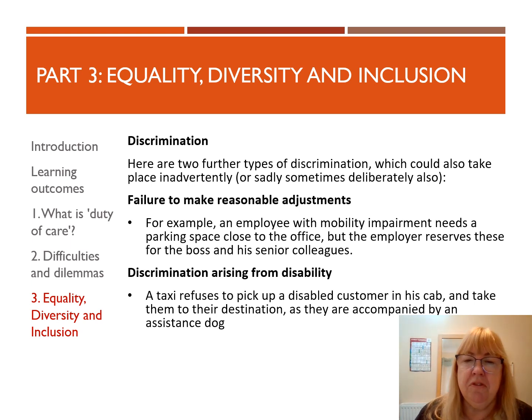Two further types of discrimination is something known as failure to make reasonable adjustments. And again, this is the stuff about accessibility. There is an expectation under the law that if someone has mobility impairment, they need to have a reasonable adjustment, which is why you see a lot of disabled parking spaces now near the door, lifts going up into places of work, into big offices and things like that.